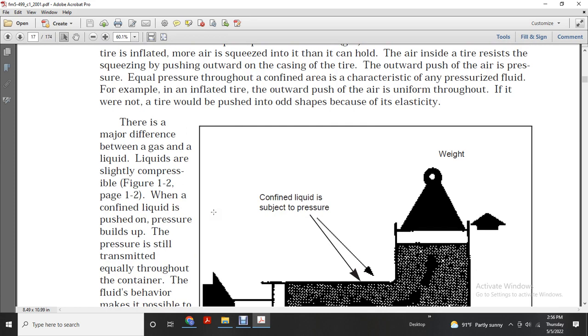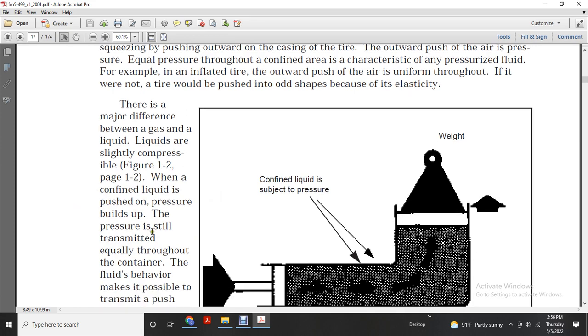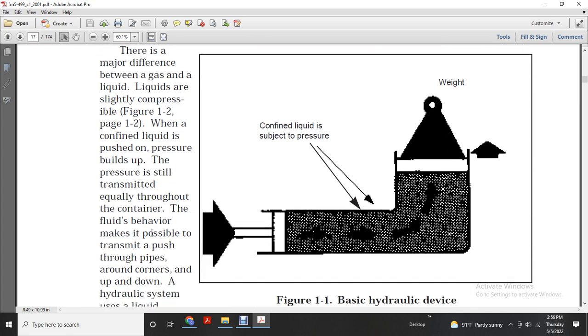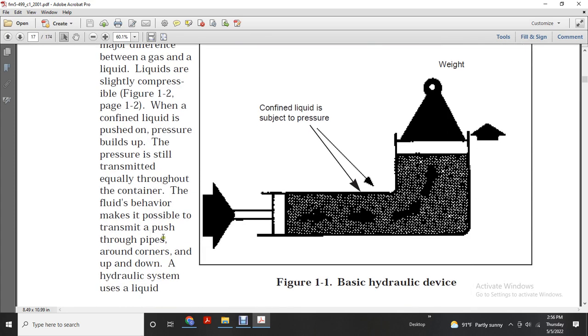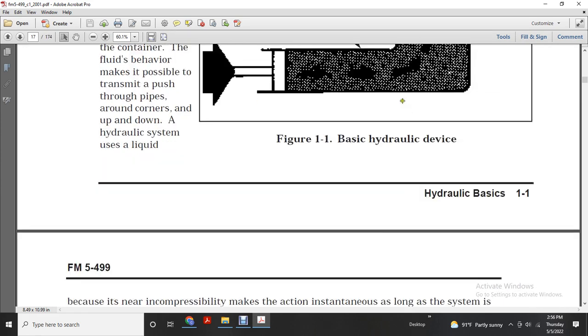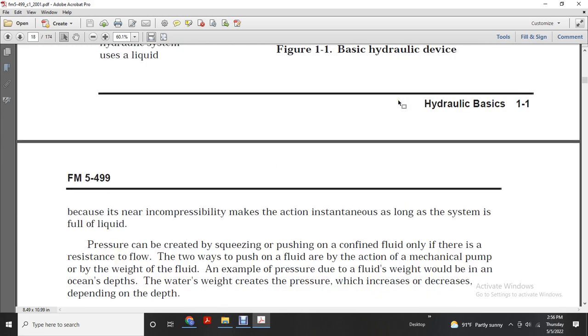Liquid is only slightly compressed, figure 1.2. When a confined liquid is pushed on and pressure builds up, the pressure is still transmitted equally throughout, but the containment of the fluid makes it possible to transmit pushes through pipes, around corners, and up and down in a hydraulic system that uses liquid. Figure 1.1 shows a basic hydraulic device with confined liquid in a space and a weight. Because of its near incompressibility, this action is instantaneous along the system in the full liquid.